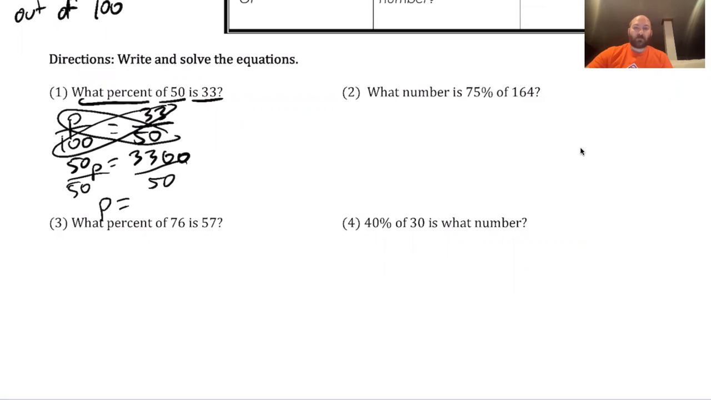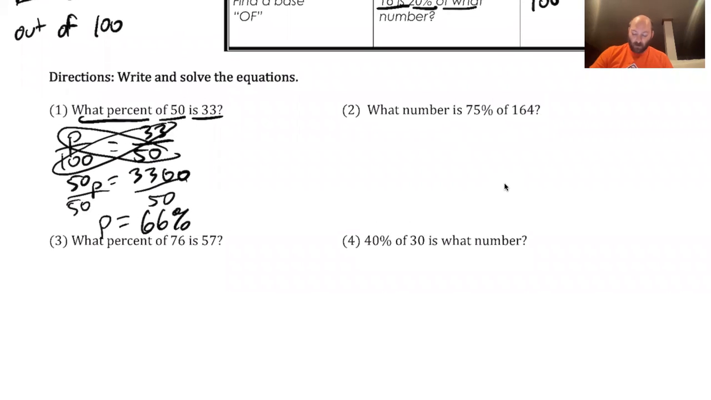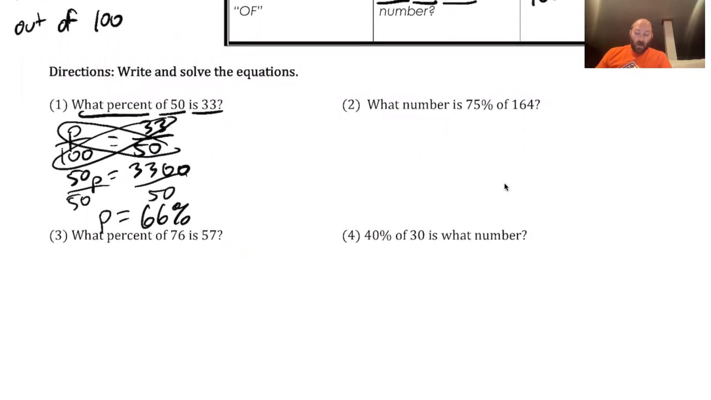Oh, let's do it again. Sorry about that. My technology is being super fun. There we go. Okay, so that's my answer there, and I'm just going to leave it as 66%. There's no other real context to do besides that.